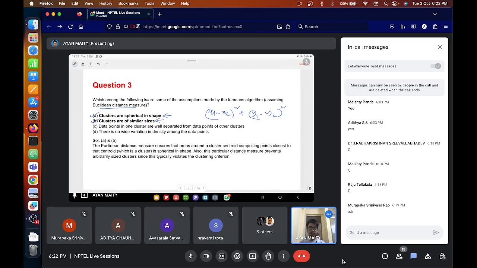It doesn't make the assumption that points would be well separated. Points might be overlapped also. In that case it would not work very well, but it doesn't assume that they would be well separated. So that's why options A and B are the two correct assumptions that are made by K-means clustering.